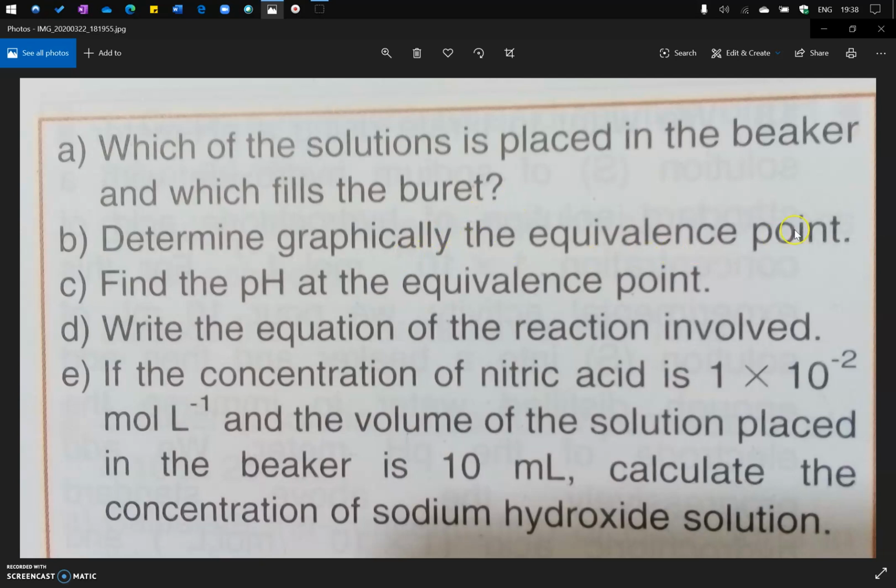Determine graphically the equivalence point, so you can do this in the book. Find the pH at the equivalence point. Write the equation of the reaction involved. So the equation of the reaction is the only reaction that we studied in this chapter, because there is only one when we are talking about strong acids and strong bases. The one that I mentioned in exercise 17. If the concentration of nitric acid, so here they're giving us some numbers and we need to find the missing term. Good luck.